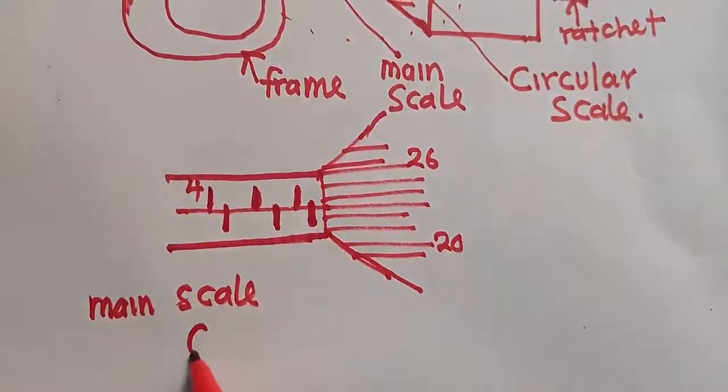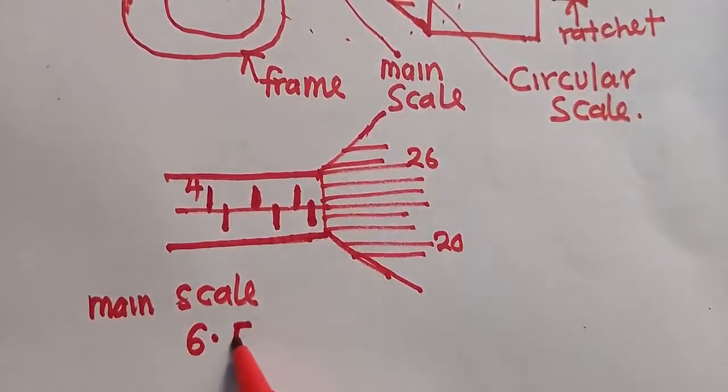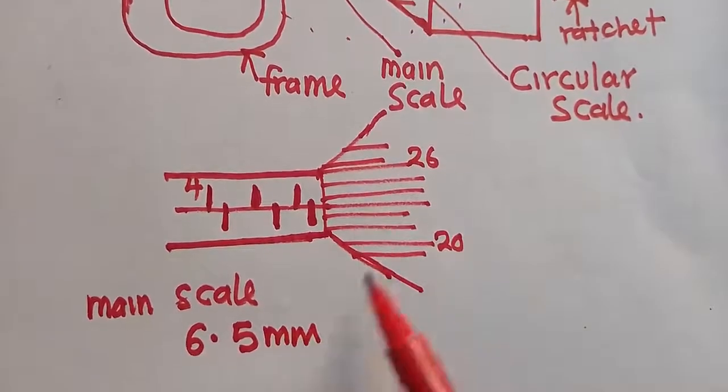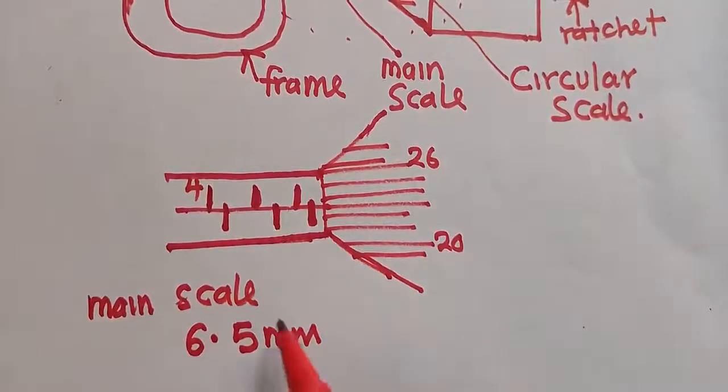So that's the reading, 6.5 millimeters. This is measured in millimeters. The accuracy of this one is 0.01 millimeters. So this is the main scale.